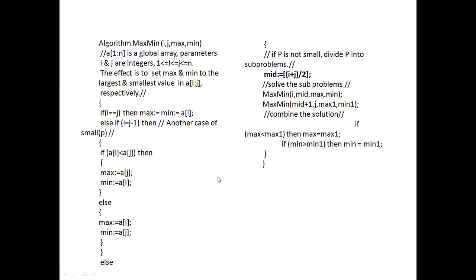This is the algorithm for maxima and minima. The elements will be stored in the array A from the ith index to the jth index. Then find the biggest value and store it in the variable max, and find the smallest value and store it in the variable min. That is the meaning of the header of this algorithm. Given the list of numbers between the ith and jth index of the given array A, find the biggest value and store it in max, and find the smallest value and store it in min.